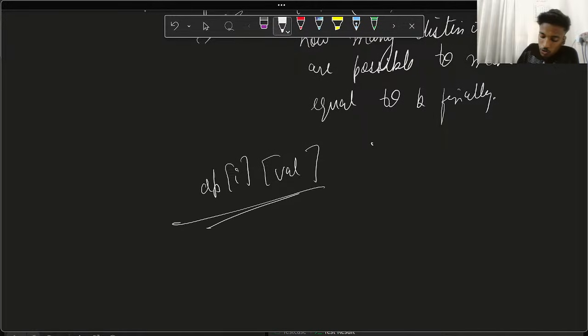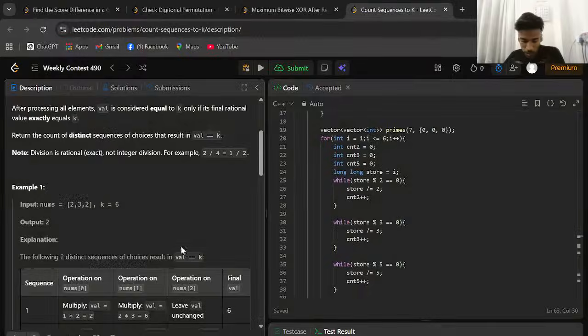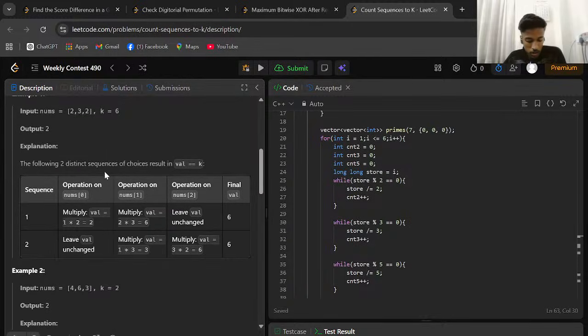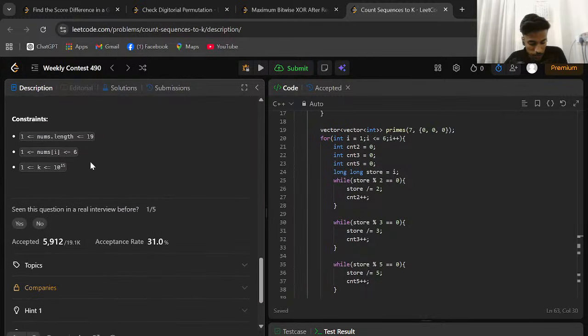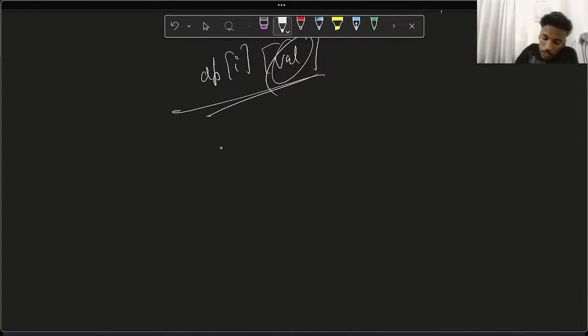If you directly want to put val here, what are the problems that you will face? So let's see. The array size is 19. And the value nums of i can range from 1 to 6. So the range of val, in the worst case, what happens?